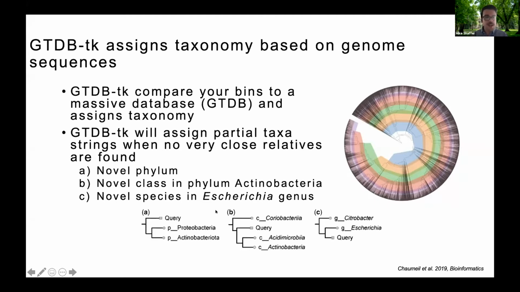With example B, we see that our query is clustering within other classes within the phylum Actinobacteria. So that would allow us to assign the domain bacteria and phylum Actinobacteria, but we would say it's a novel class. And finally, in example C, we see that our query is clustering with Escherichia, but away from Citrobacter. And therefore, this is a novel species within the Escherichia genus.